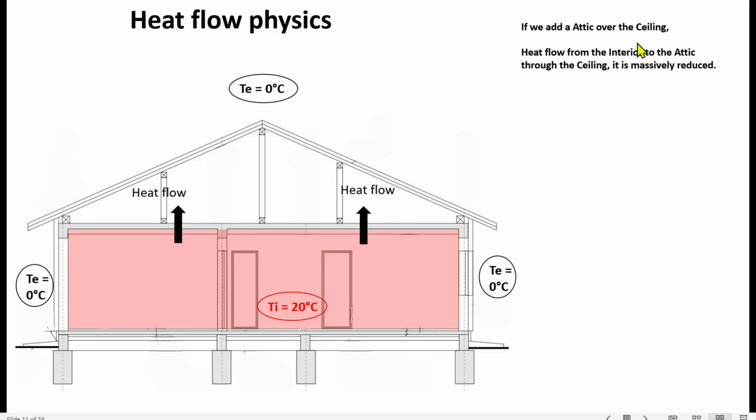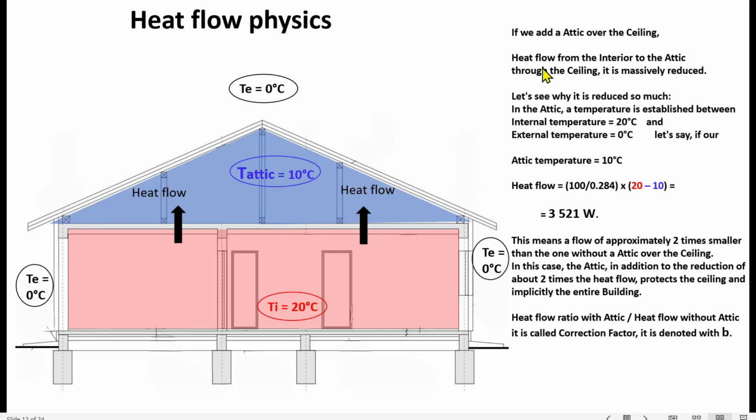If we add an attic over the ceiling, the heat flow from the interior to the attic through the ceiling is massively reduced. Why does this happen? This happens because in the attic the temperature is approximately 10 degrees, and then the temperature difference between internal and attic becomes 20 minus 10 degrees instead of 20 minus 0 degrees, so it is reduced by half. This means a flow approximately 2 times smaller than the one without an attic over the ceiling.